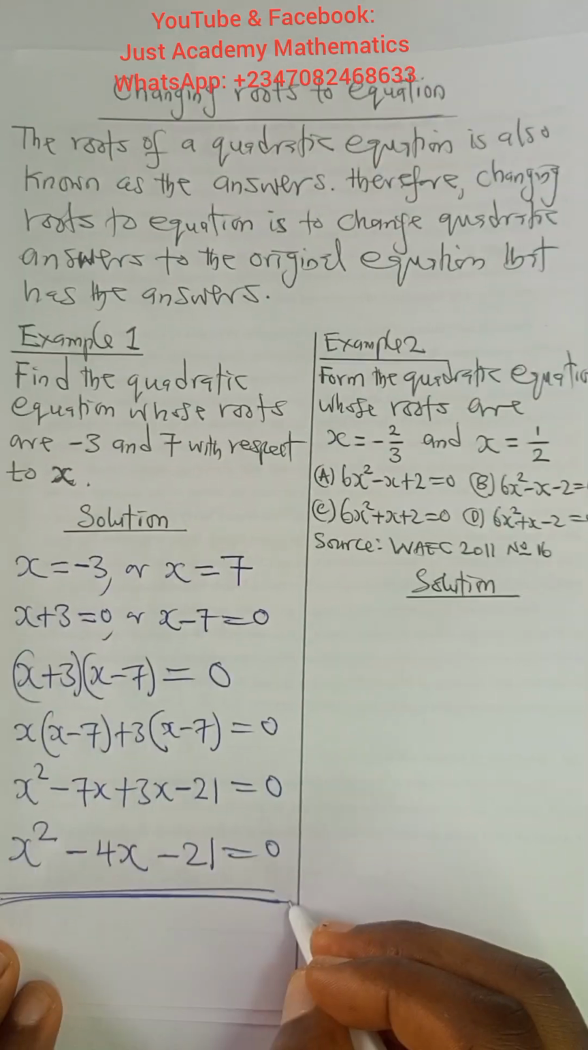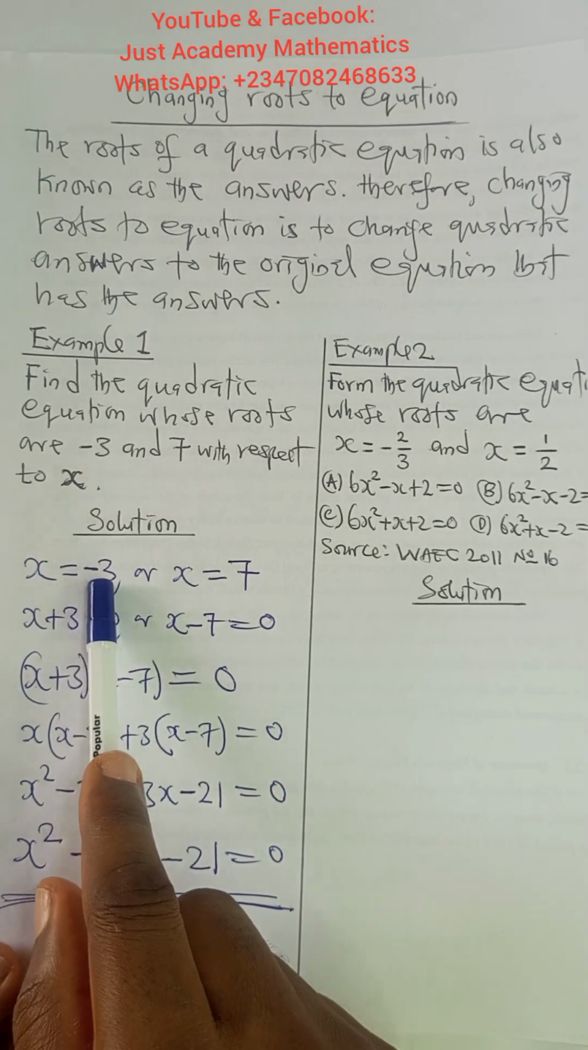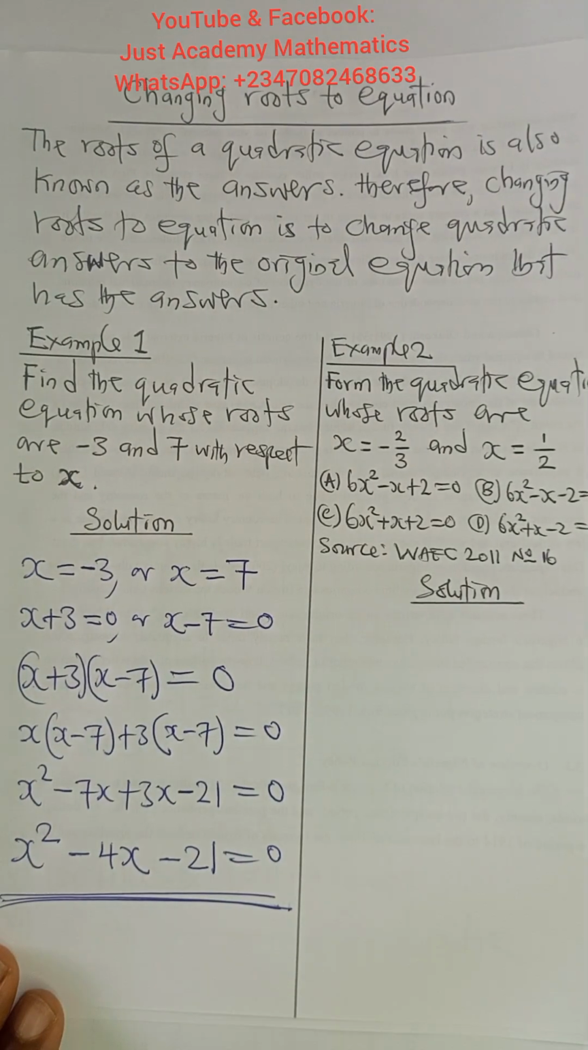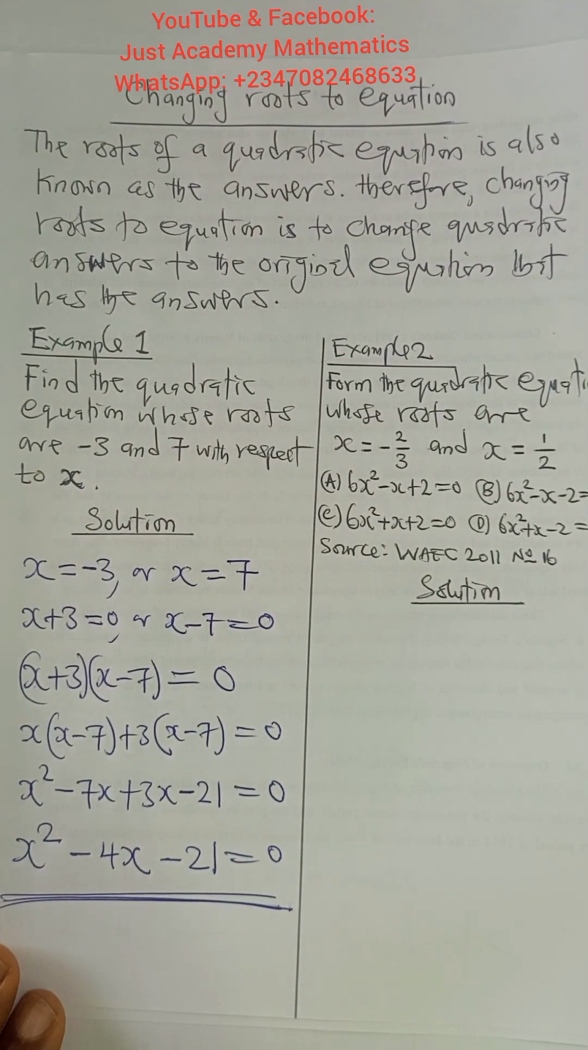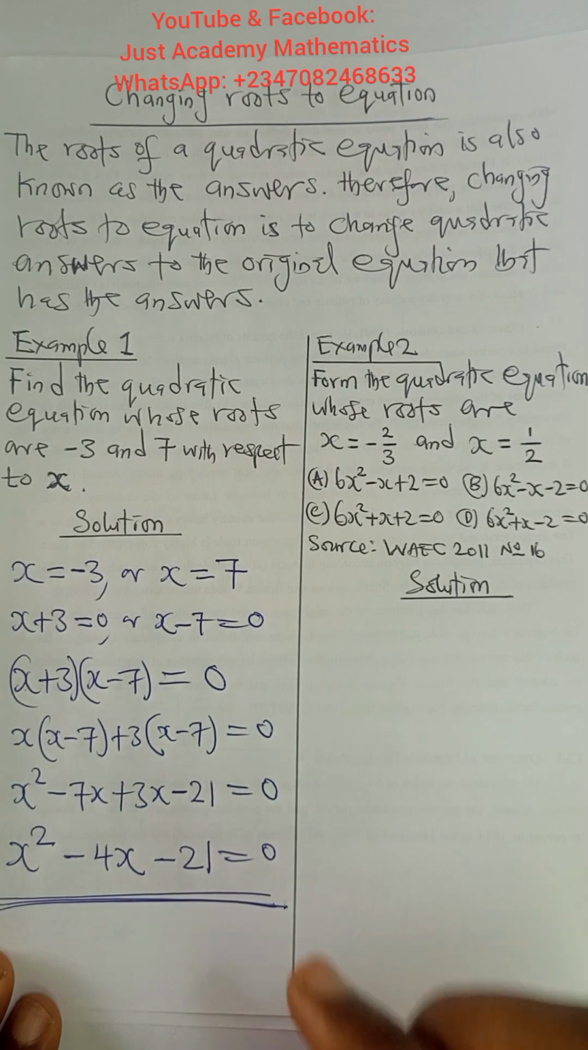So this is the equation that, when you solve, will give you these two answers, minus 3 and 7, with respect to s. So that is how to change quadratic roots to what? Answer. Follow me, we have a lot to do.